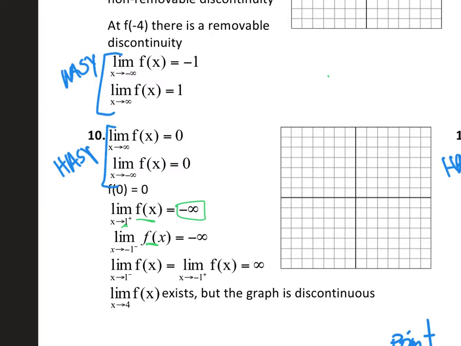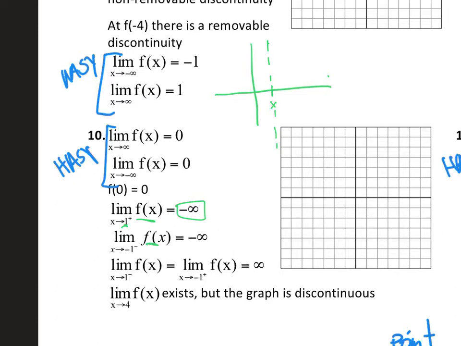Now, vertical asymptotes occur at an x value, right? So let's just say we have some x value here. And there's a few things that can happen as you approach an asymptote. Here's our asymptote. It could go up this way. Approaching from the left, it could go up, and then approaching from the right, it could go up.